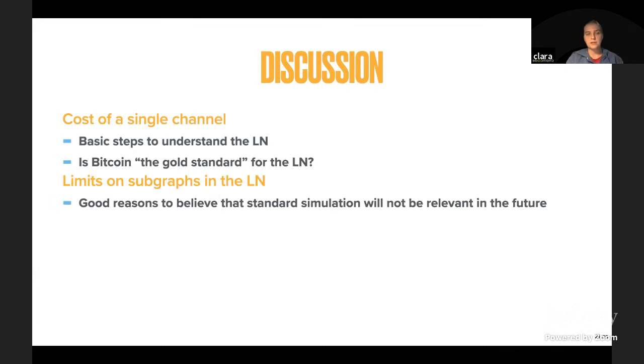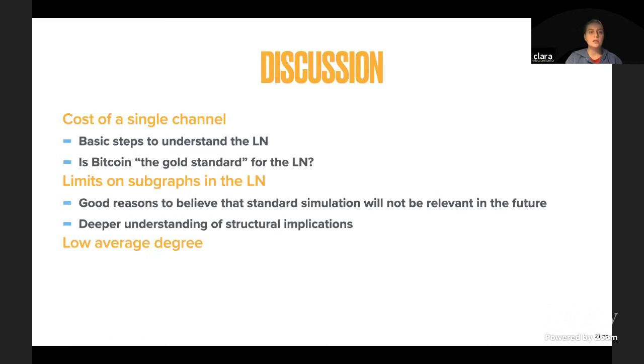So this gives us a reason to believe that standard simulation tools are not relevant for the Lightning Network, at least in the future, and we should think about different ways to simulate the network. And we need to deeper understand structural implications. By no means have we found all of the structures that we expect not to see. So there's a lot more to study there.